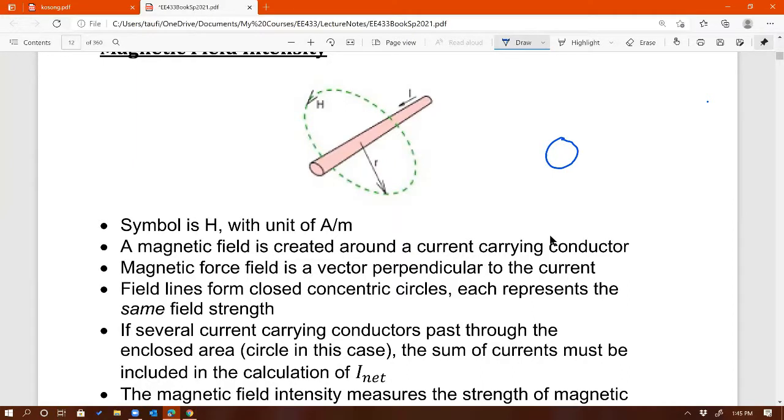And then current is out of the page, okay? Then again, right-hand rule. Then if I pick just one point outside of the wire, at that point we're going to have a magnetic field. And that magnetic field will be perpendicular to the current, and the direction should be this way, following the right-hand rule.